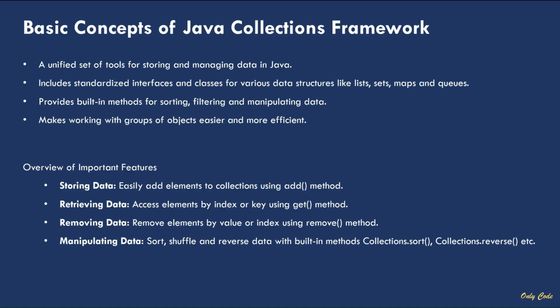Manipulating data. The Java Collections framework also provides various ways to manipulate data. You can sort, shuffle, reverse, or even search through it. For example, the Collections.sort method can help you sort elements in a list, and Collections.reverse can reverse the order of a list. These basic operations, storing, retrieving, removing, and manipulating, make it much easier to work with groups of data in Java.